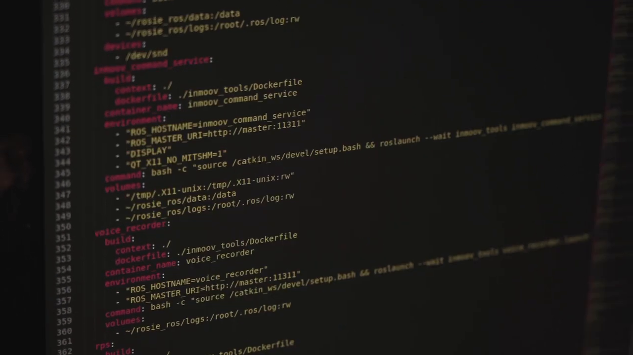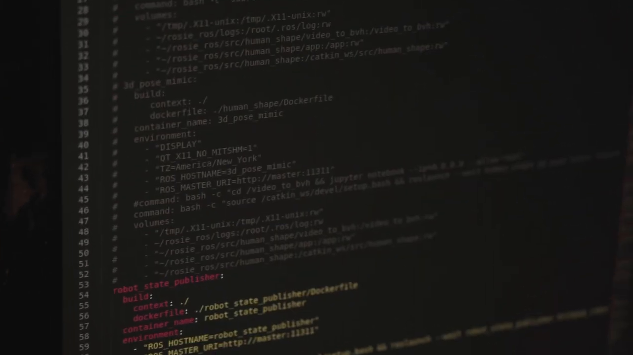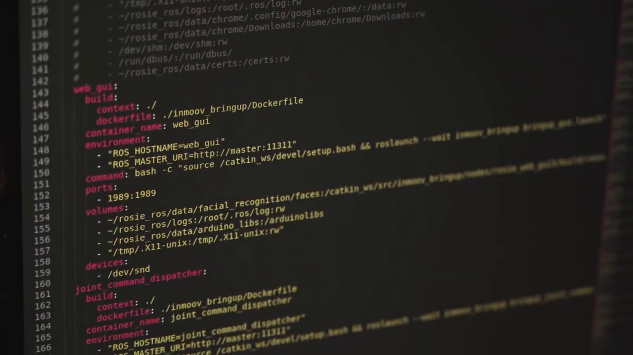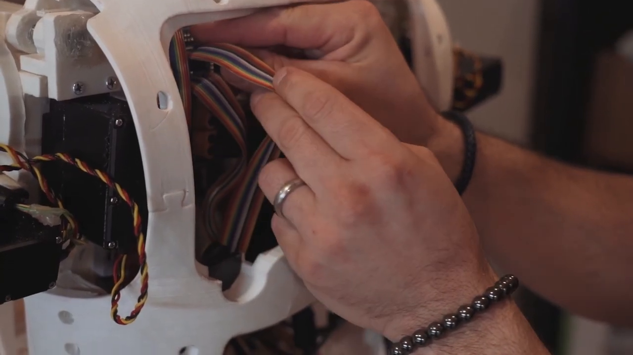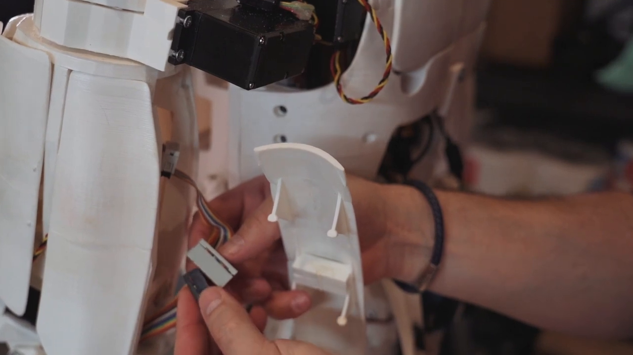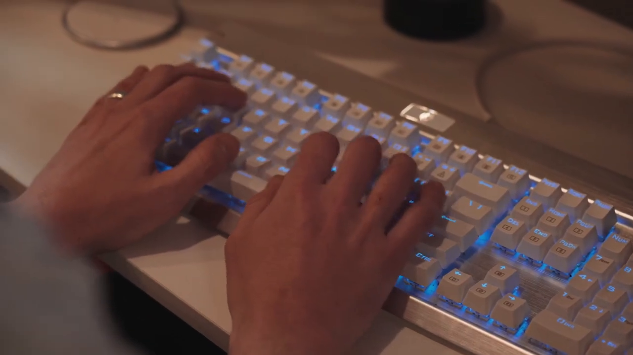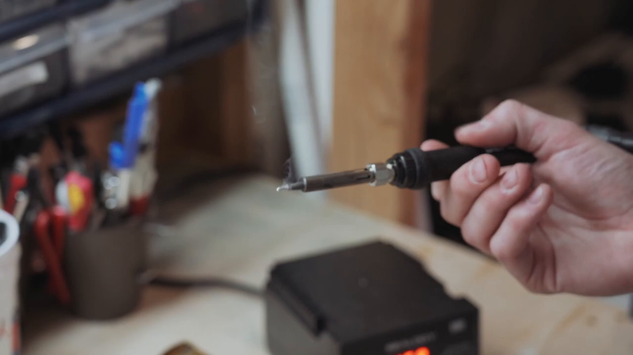We write all our software ourselves. It's written in ROS, Robot Operating System, using Docker containers. All of this is self-taught pretty much. And I think that's the best way to learn, is actually to get your hands into something and then teach yourself. I taught myself Python, C++, soldering, electronics engineering.